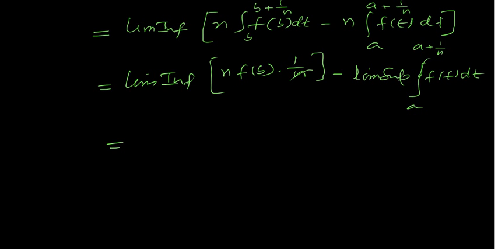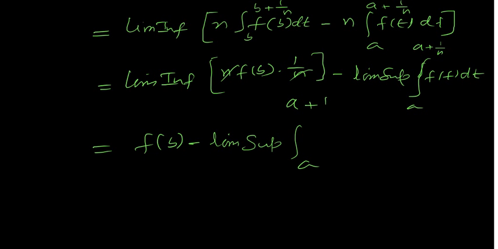These two will go, this is just f of b. But this one, now this is again less or equal to, okay, this is exactly equal to f of b. Let me write exactly equal first, because it will create confusion. This is equal to f of b minus the limit superior, sorry, it's the limit superior, not the limit inferior, of the integral a to a plus 1 over n f of t dt.